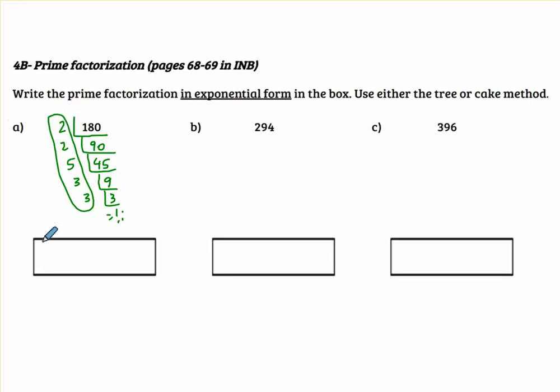So I have 2 to the second power. I've got 2 of them. I have 3 to the second power, and I have 5.